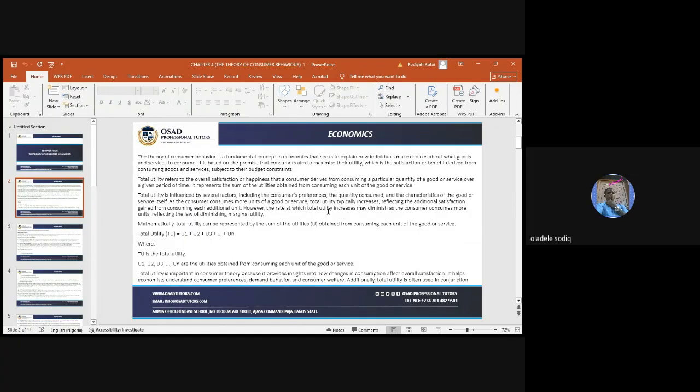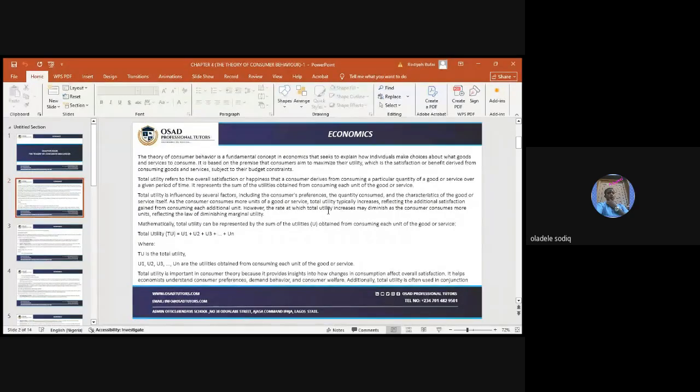So total utility is influenced by several factors. One of the factors is consumer preference, that is what we like, our likes and our dislikes. So Inechi has a preference, Clifford has a preference, I also have a preference. Our preferences sometimes may not be the same.